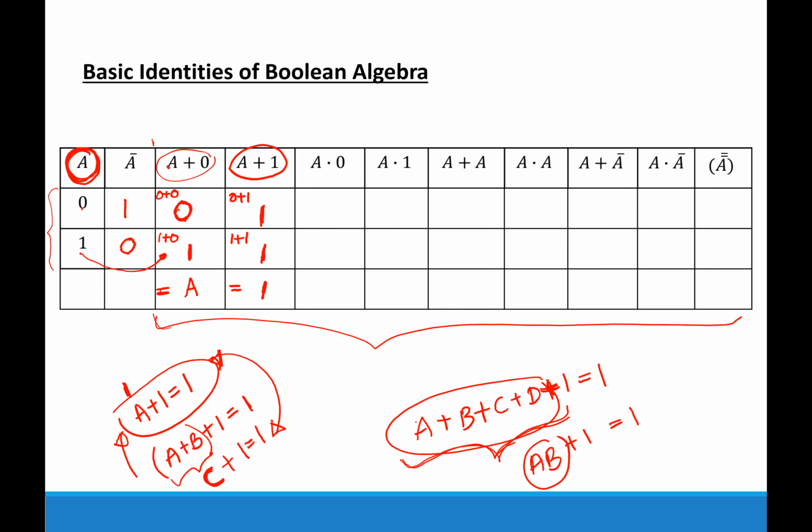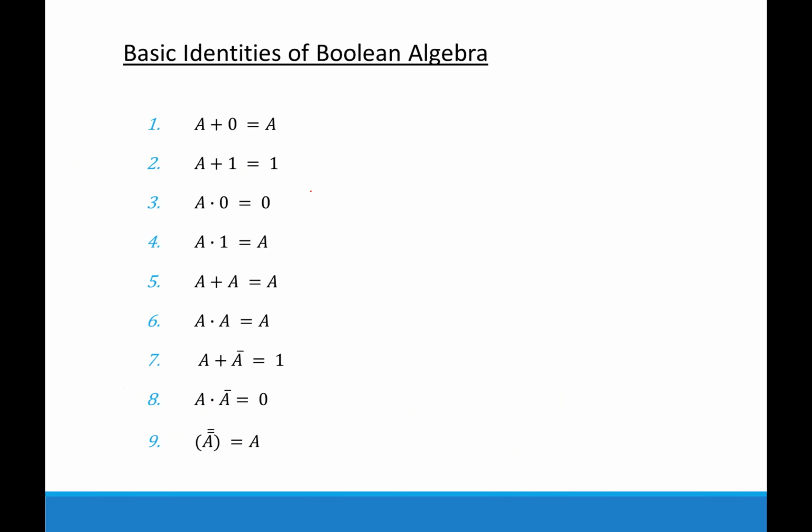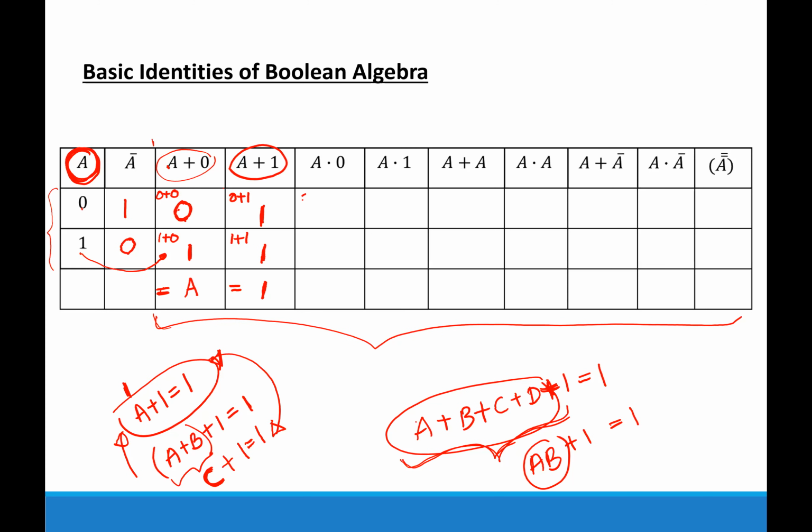The next one is very easy. We multiply A by 0. When A is equal to 0, that becomes 0. When A is equal to 1, that's also equal to 0. So if we multiply any variable by 0, the final answer becomes 0, right?